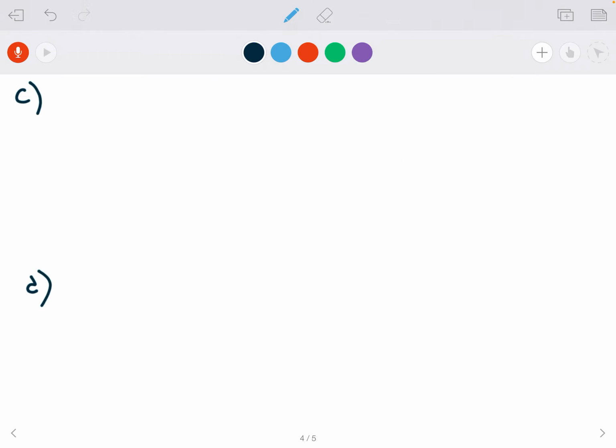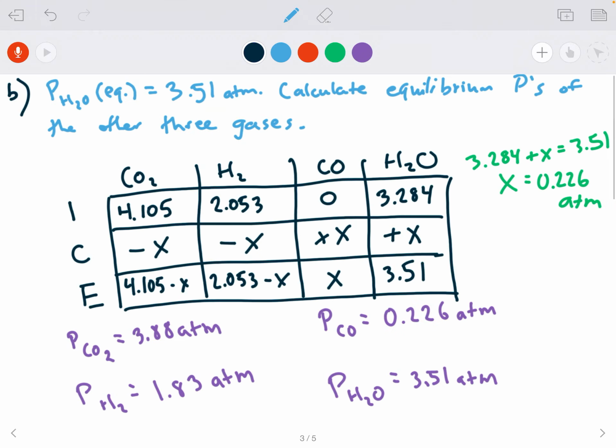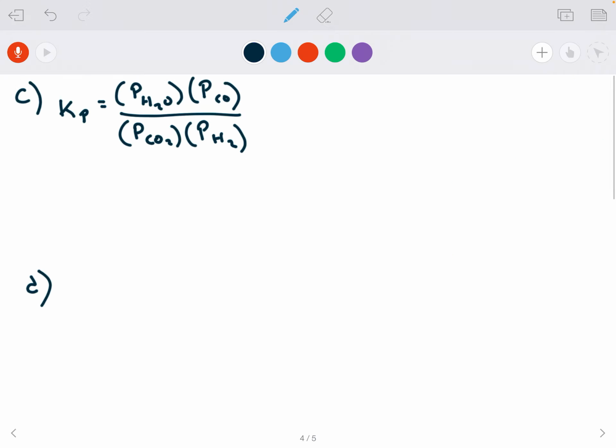Part C asks us to find Kp. So Kp equals the pressure of H2O times the pressure of CO, the products, over the pressure of CO2 times the pressure of H2, which are the reactants. So we go back, the top it's going to be 0.226.